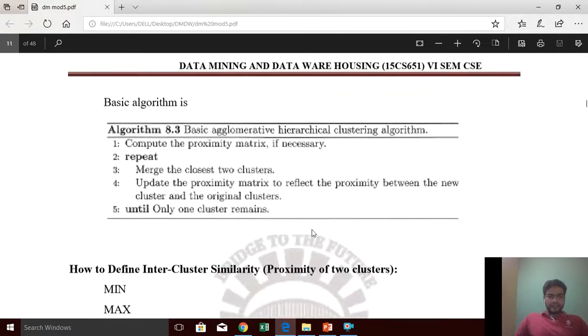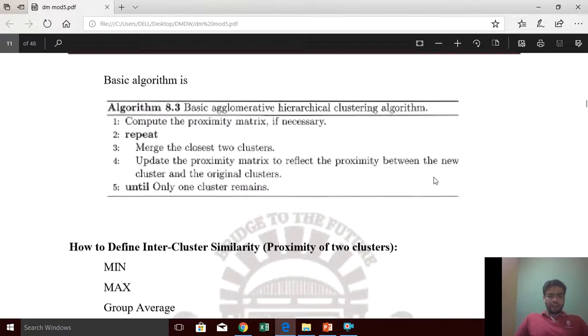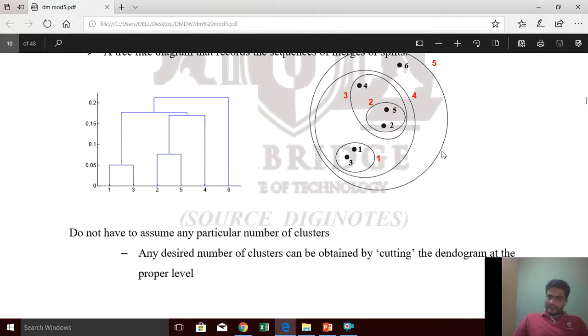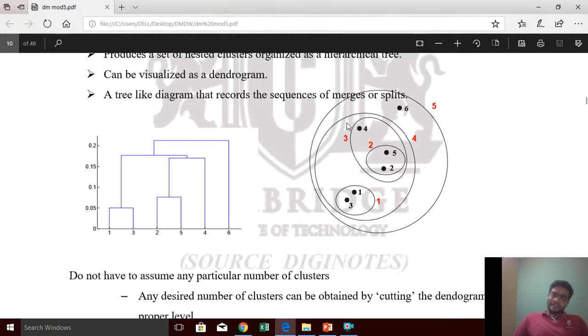So this is the basic agglomerative hierarchical clustering algorithm. Compute the proximity matrix if necessary, that is, the Euclidean distance we need to calculate. Merge the closest two clusters, then update the proximity matrix, finding the center points again to reflect the proximity between the new cluster and the original clusters. You need to do this until only one cluster remains. Here only one cluster is there, which is nested with cluster 4, cluster 3, cluster 2 and cluster 1.